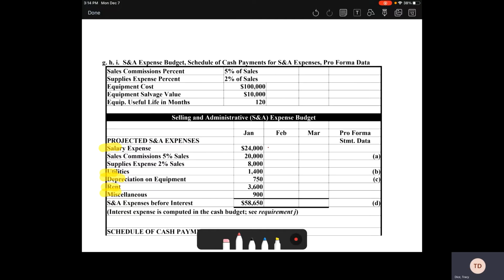So for February, $24,000 worth of salary expense, $1,400 worth of utilities, $750 in depreciation, $3,600 in rent, $900 in miscellaneous. And those are the exact same for March. Oops, not 14,000, 1,400.